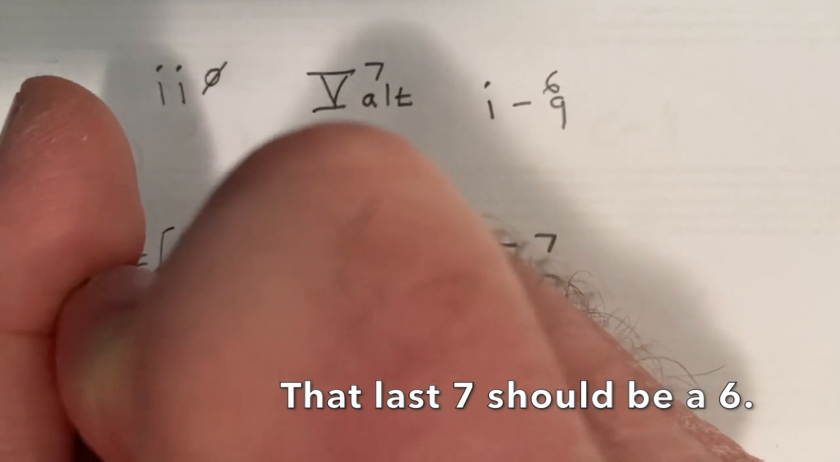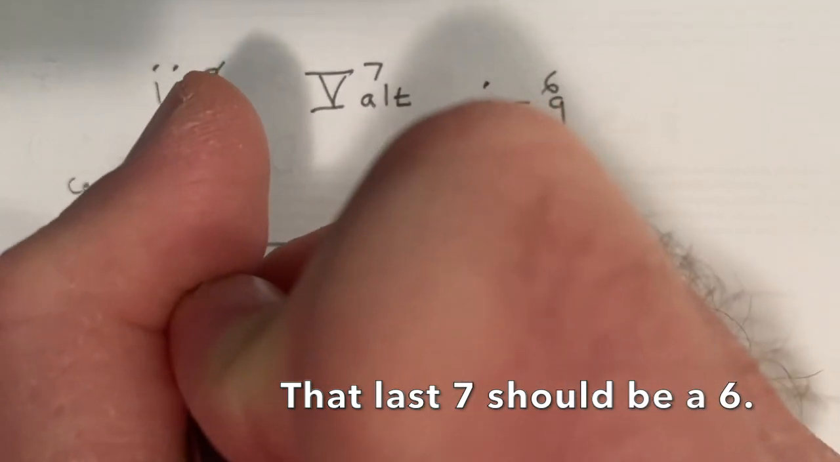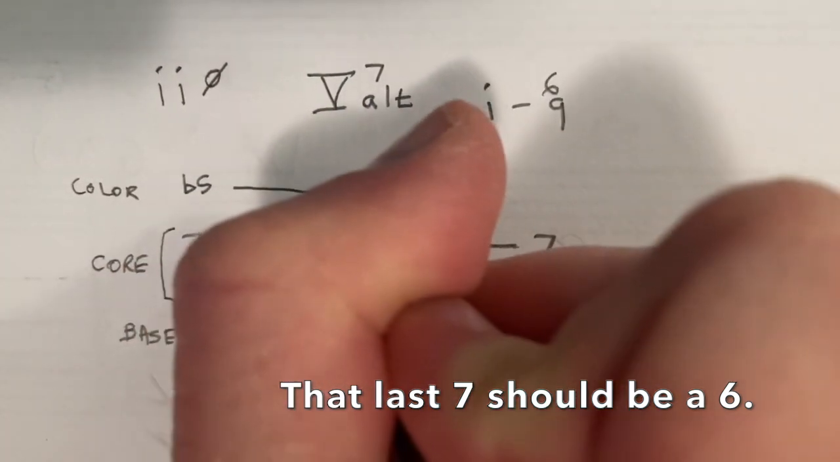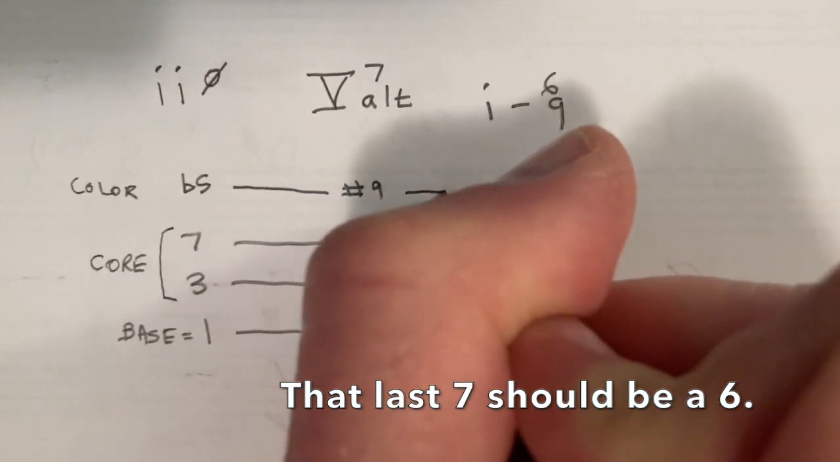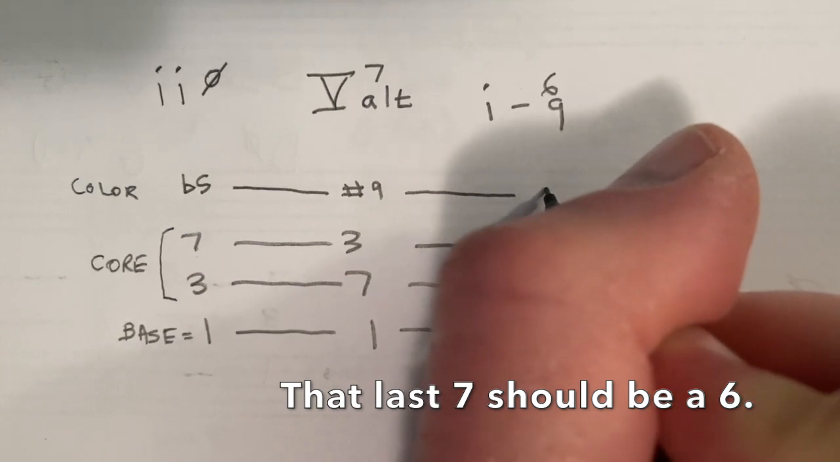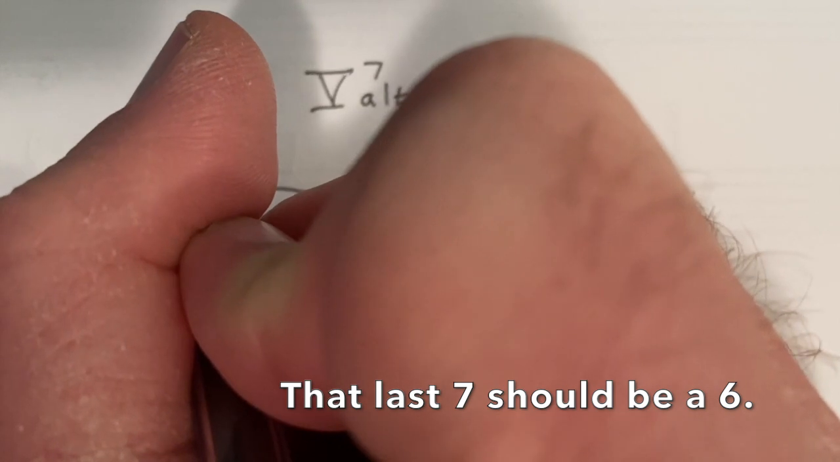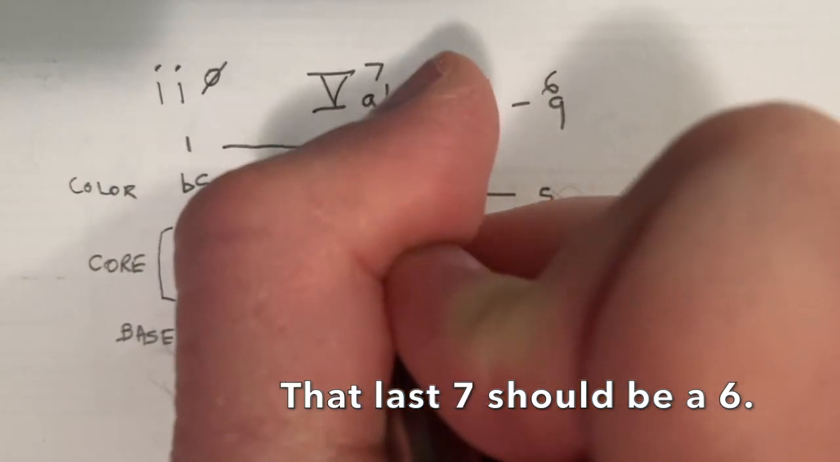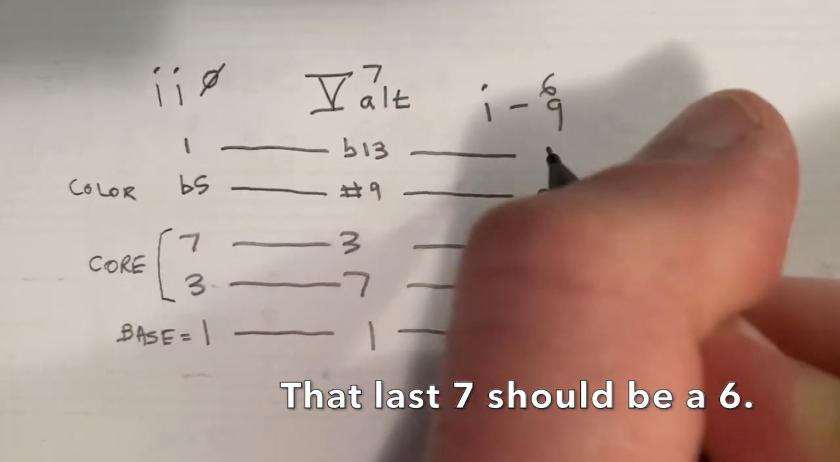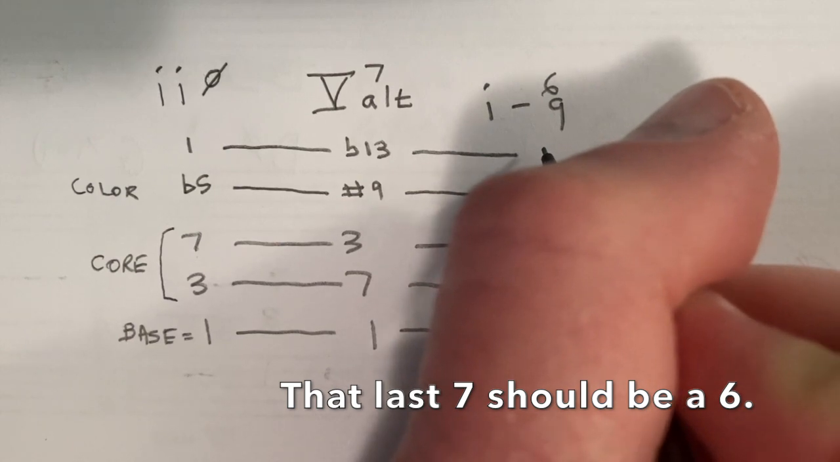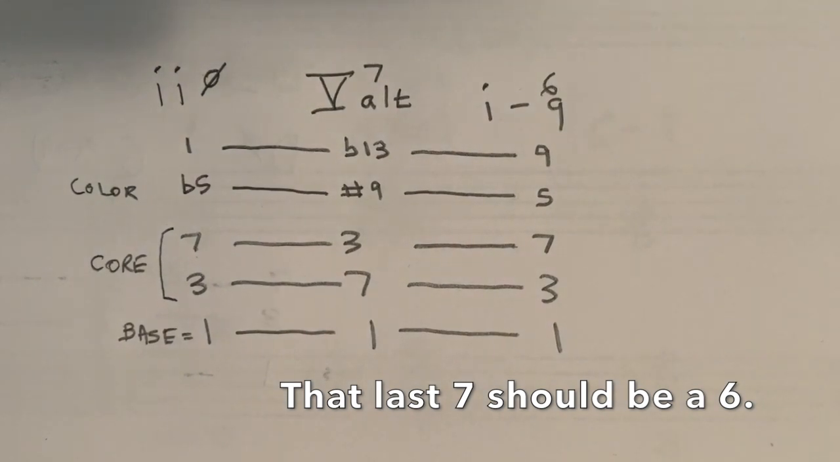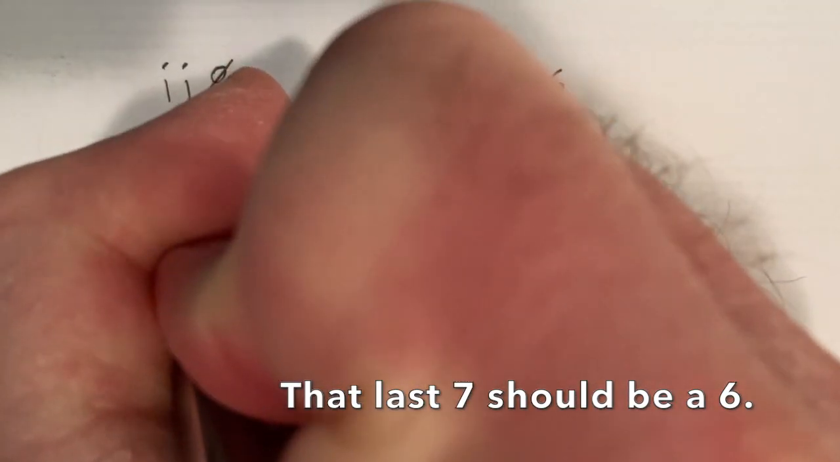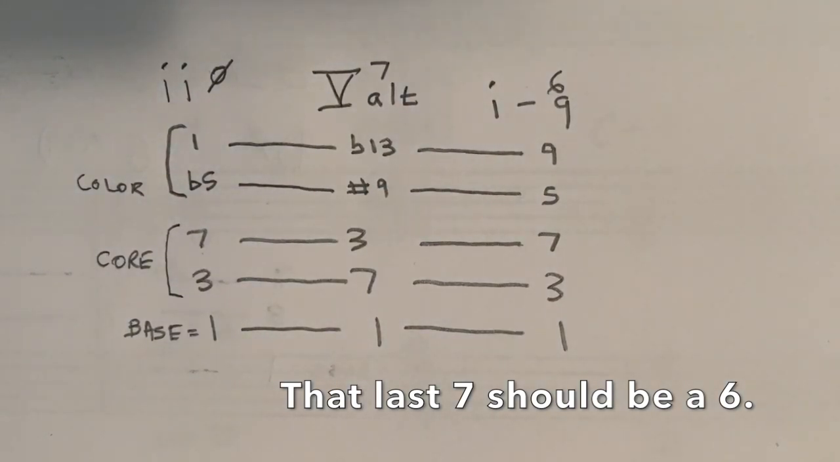And then our color, which is flat 5 to sharp 9 to 5. Then we also have the root becoming the flat 13, becoming the 9. Let's see if I got that right. I think that's correct. Oh, I need a little bracket. Okay, so this is how we're going to play our 2-5-1s in minor.